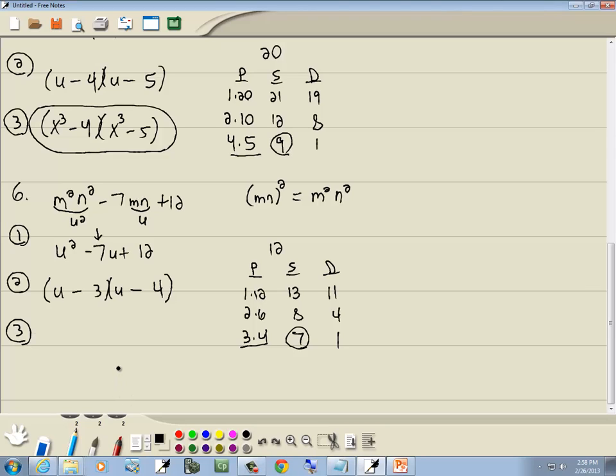Step 3, plug u equals blank back in and simplify. Well, here in this problem we said u is equal to mn. So we'll plug in mn for the u, and we got mn minus 3 times mn minus 4. And that's our answer.